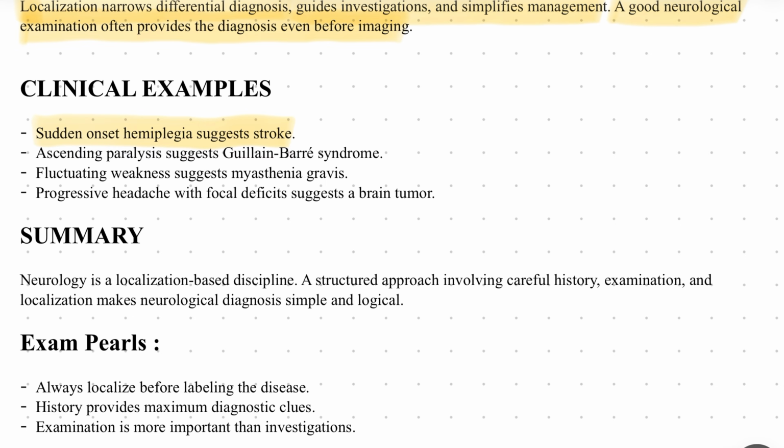Clinical examples: sudden onset hemiplegia suggests stroke. As I explained, weakness in a limb makes us suspect stroke. Then ascending paralysis suggests Guillain-Barré syndrome. We'll discuss this in great detail. It is a 5 marker, a very important topic. Clinically we rarely see it, but when it comes, it comes in huge numbers. So let's discuss it in great detail.